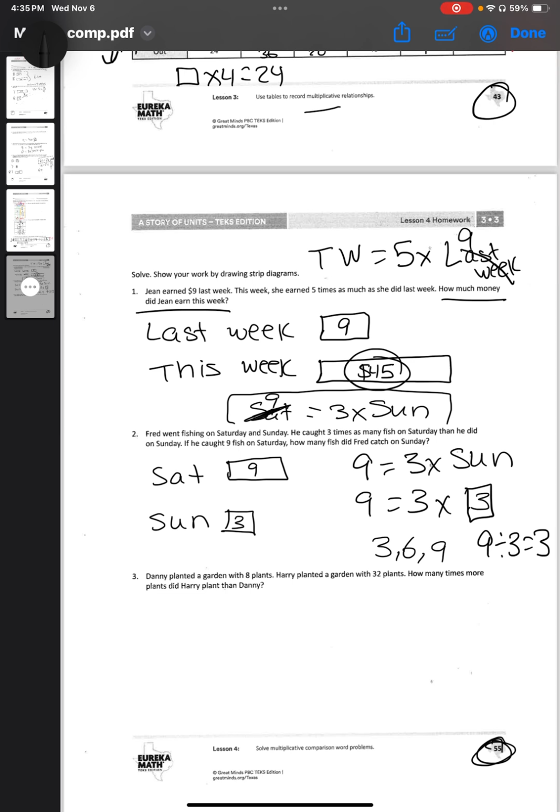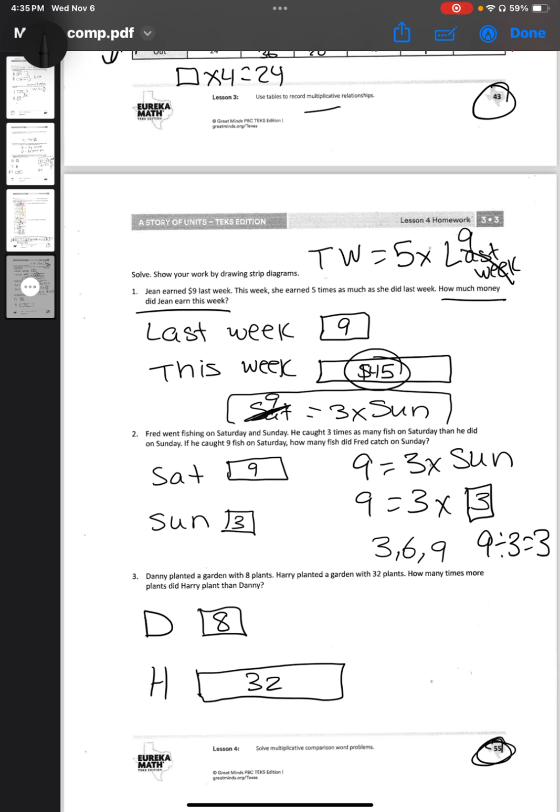For problem 3, Danny planted a garden with 8 plants. Harry planted a garden with 32 plants. How many times more plants did Harry plant than Danny? This is another problem that's going to be worded a little bit differently. We're going to kind of get around to this a little differently, but we'll still start with the bar models as a visual. What are we comparing here? Danny's plants and Harry's plants. What do we know? Danny's garden had 8 plants. Harry's garden had 32 plants.